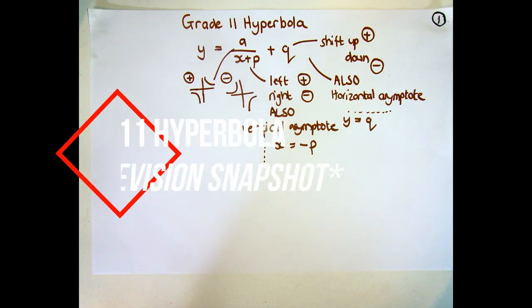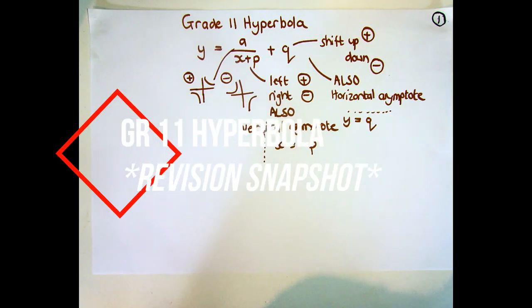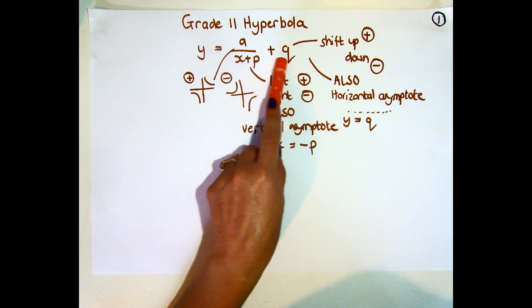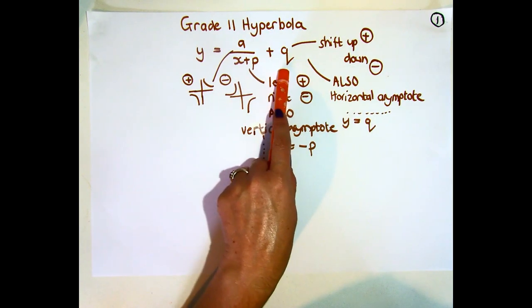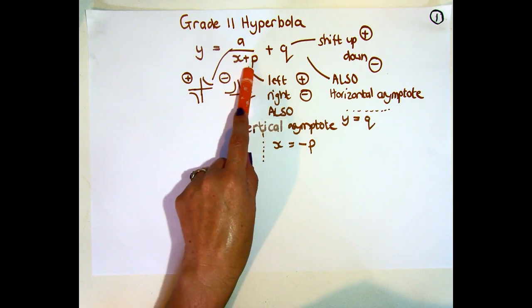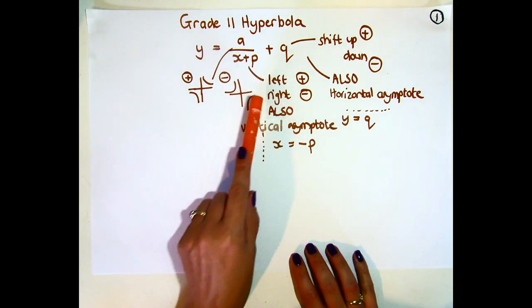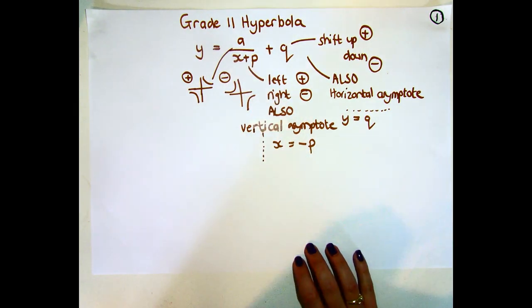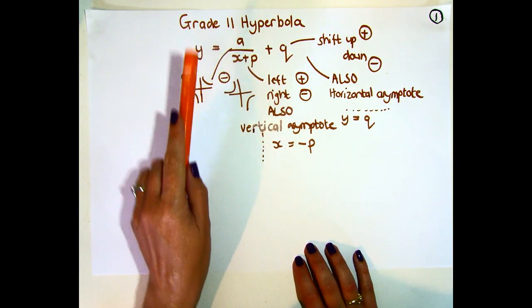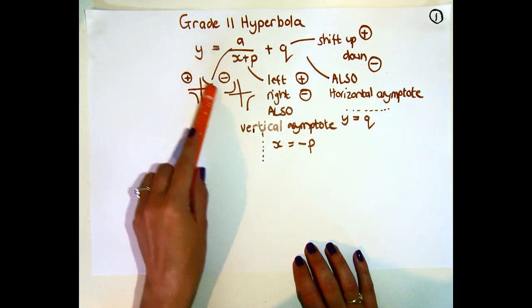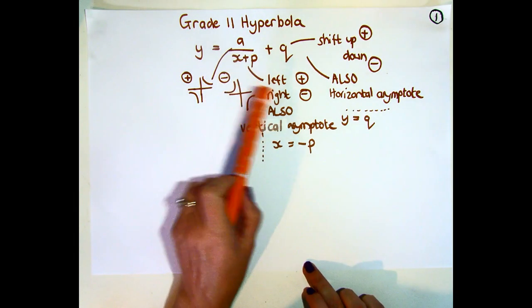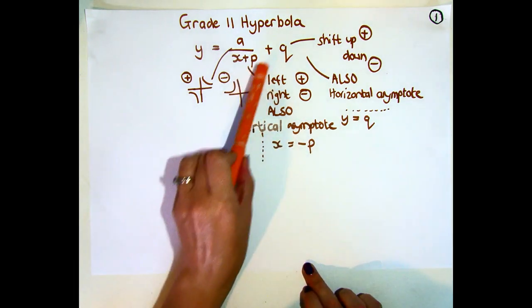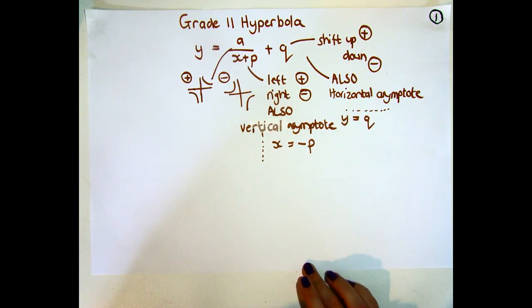Looking at the formula, we can tell a lot of information about the hyperbola. With the q value, we shift up if it is positive and down if it's negative. And with the p value, we shift left for positive and right for negative. Remember that the a value tells you the shape. If it's positive, we have top right and bottom left, and if it's negative, we have top left and bottom right. Your p and q values also give you the asymptotes.